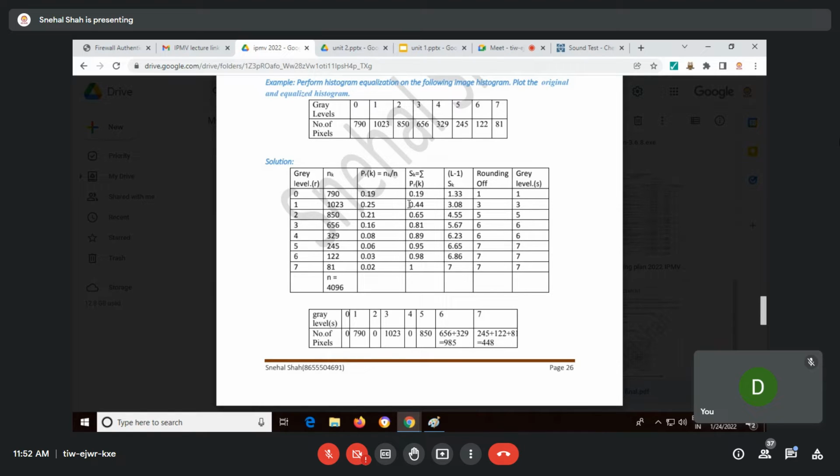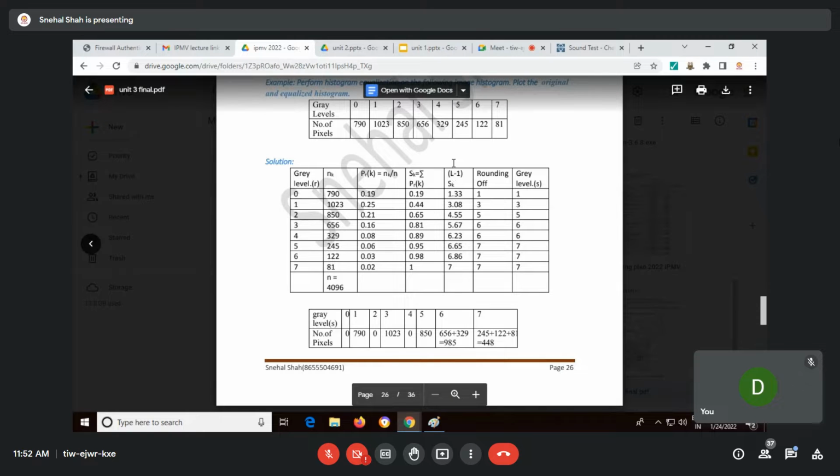Now for the second one you have to take the summation of this one: PRK first and PRK 2. 0.19 plus 0.25. This you have to write down here. Then for the third value you have to take the addition of the first, second and third. Now for the fourth one, first, second, third, fourth. Then first up to fifth, then up to six, then up to seven, and the last one. So you will get the maximum value is one here.